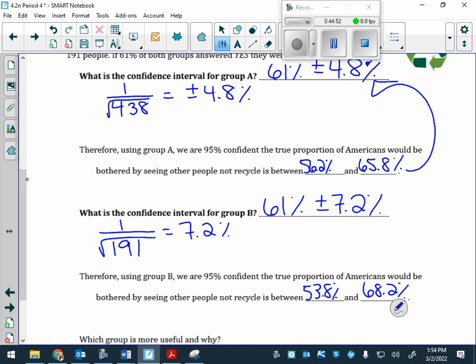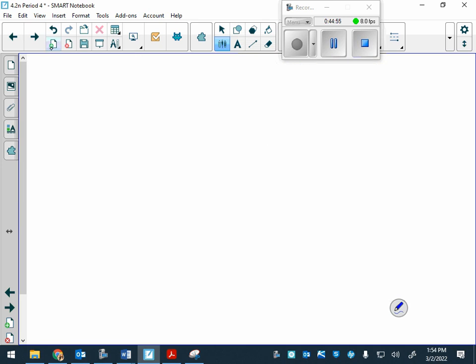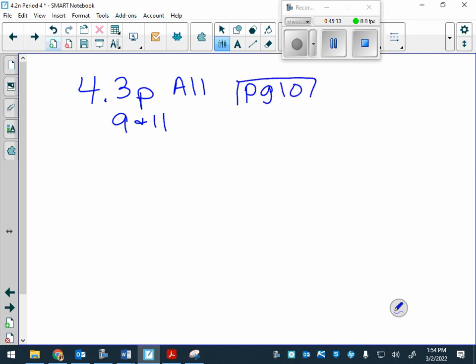Your homework is in the green packet. 4.3 practice, all. But 9 and 11, I think, are the same questions, so just do one of them. This starts on page 10. Okay. Starting on page 10.